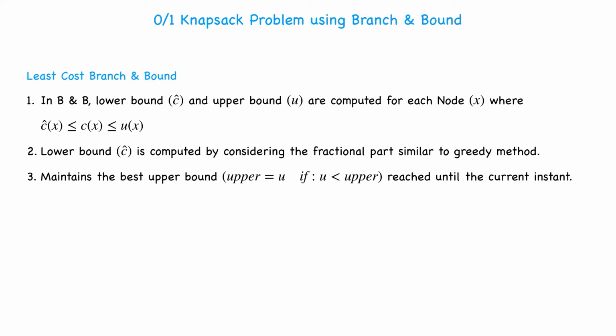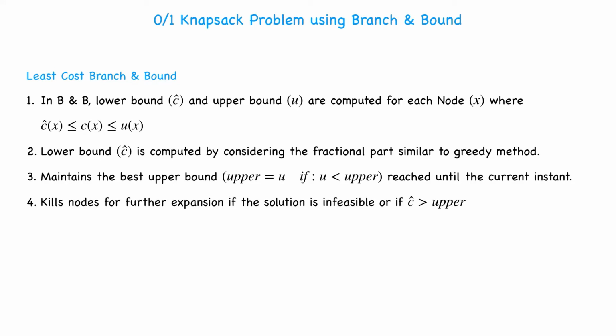If we find an upper bound which is better than the already existing one, that is, if U is less than upper, since it is a minimization problem, we always look for smaller and smaller values for U and upper. So if we find a new node which has a U lesser than the existing upper value, then we replace upper with U. So we keep updating that best upper bound. When I discuss the example, you will be able to appreciate it. So this is one step.